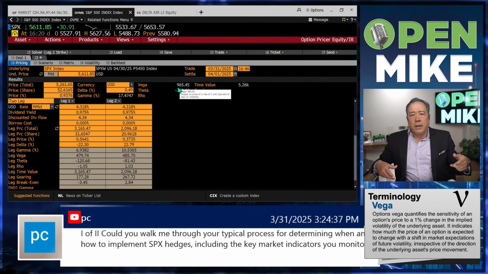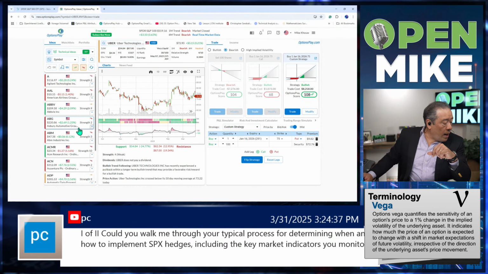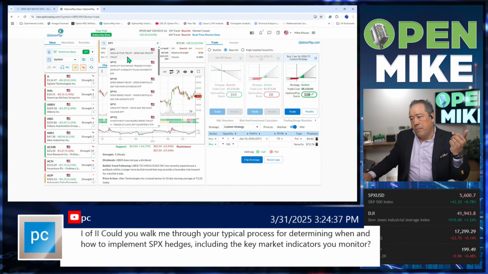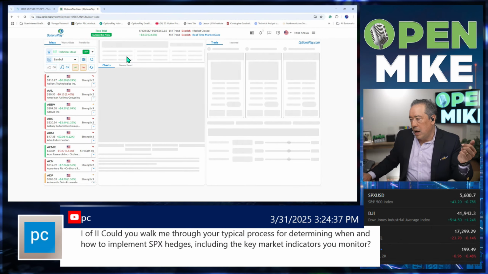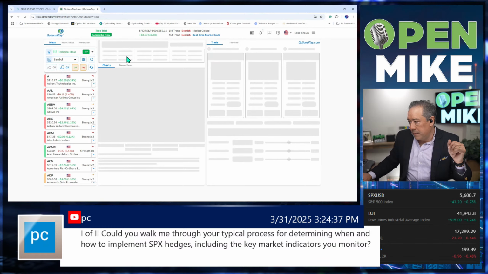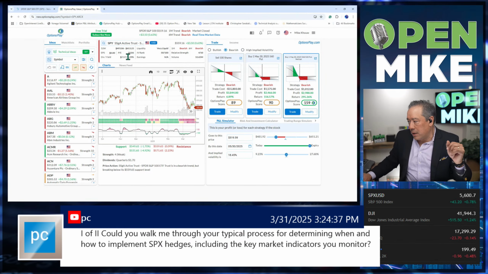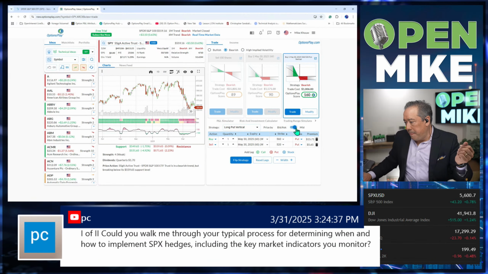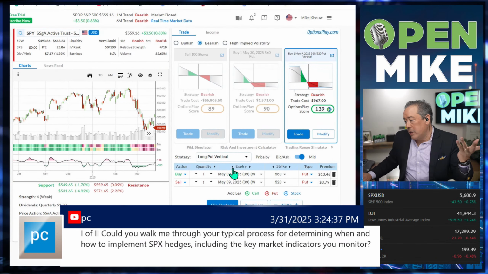So to hedge at this point, instead of doing something like this, I would advocate putting on a put spread. You can't put index into options play, so I'm not going to use that. I'll use SPY for this exercise. Okay. So let's just say I'm going to go out 30 days.